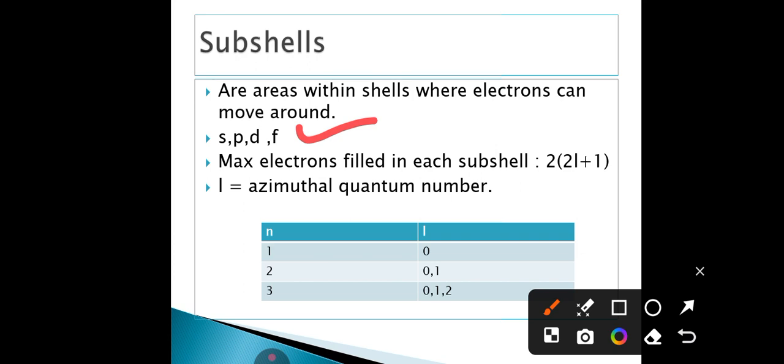And what is it representing? It represents the shape of the orbital. It tells us the shape of the orbital. S means there is a specific shape, spherical. P means it's dumbbell. D means double dumbbell. That's the shape of these different orbitals, and that is given by the azimuthal quantum number.